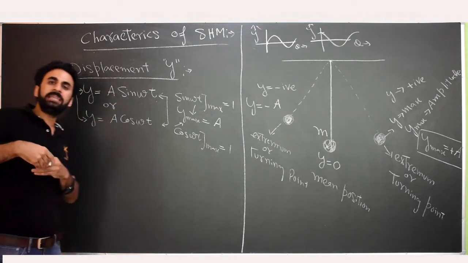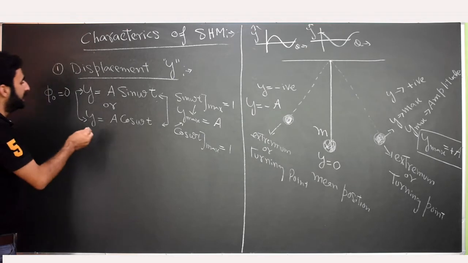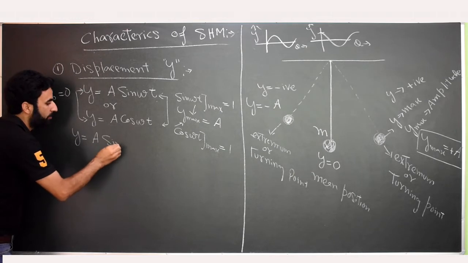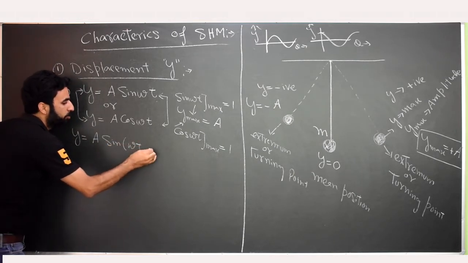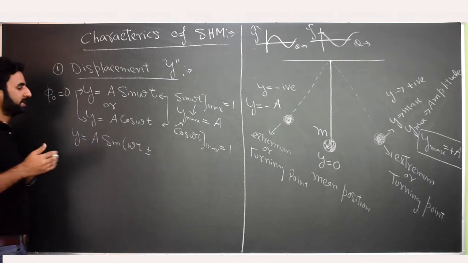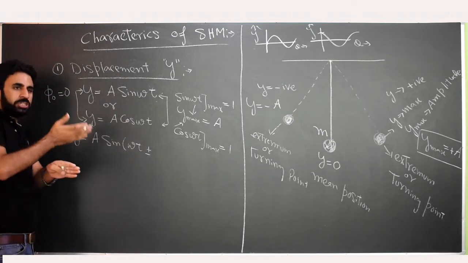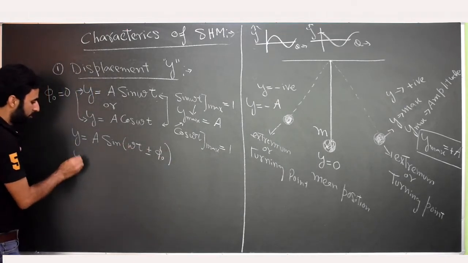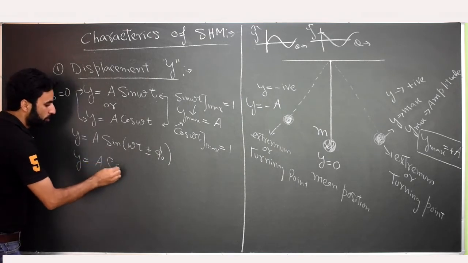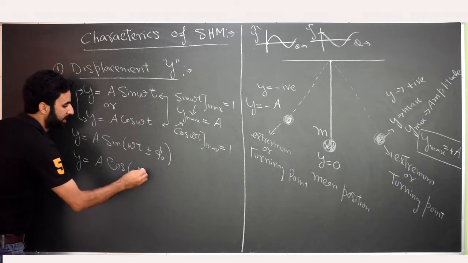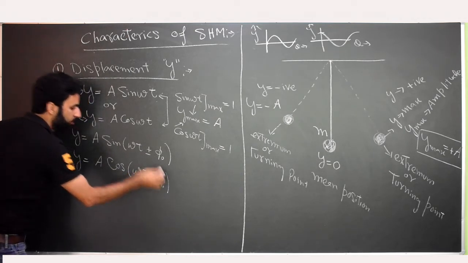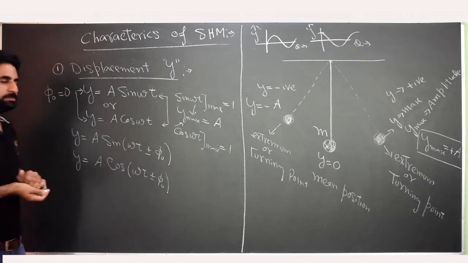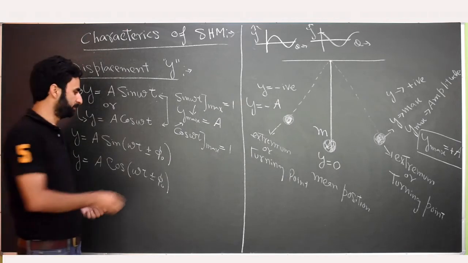But in case there also exists some initial phase of a particle, then you may write the displacement equations as y is equal to a sine of omega t plus or minus phi 0, depending on whether the particle leads or lags the origin, or y is equal to a cos of omega t plus or minus phi 0. So both these equations can represent the displacement of a particle executing simple harmonic motion.